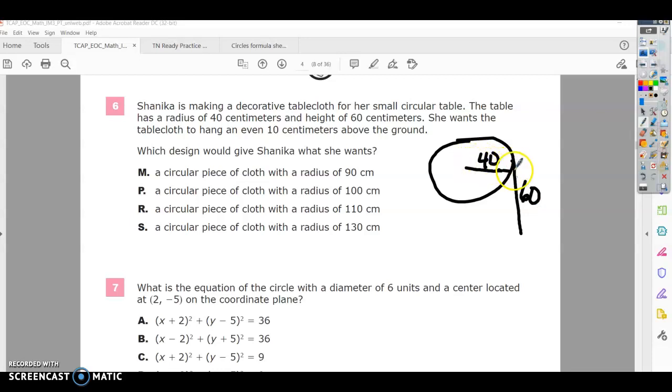All right, so 40 plus 60 is 100. We want it to be 10 above the ground. So if it has a radius of 90 centimeters, that would give you what you need.